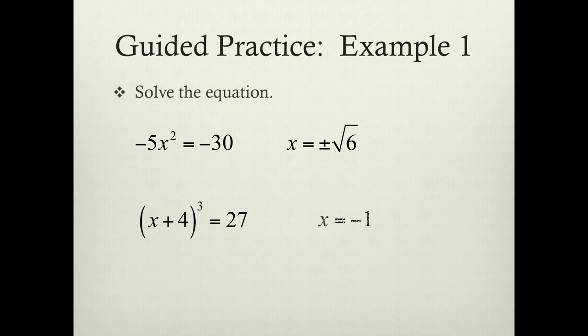In the second equation, we need to take the cube root of both sides so that we just get x plus 4 equal to 3, only the one answer because it's an odd root, so it's just 3. And then when we subtract the 4 from both sides, we get x equal to negative 1.